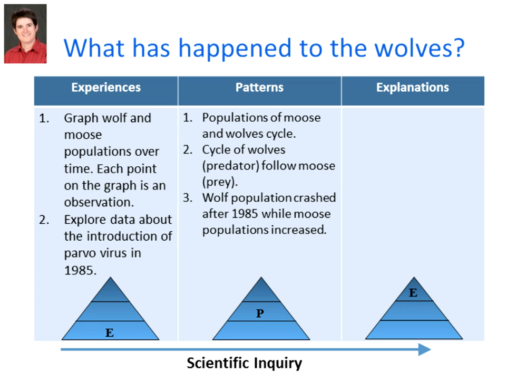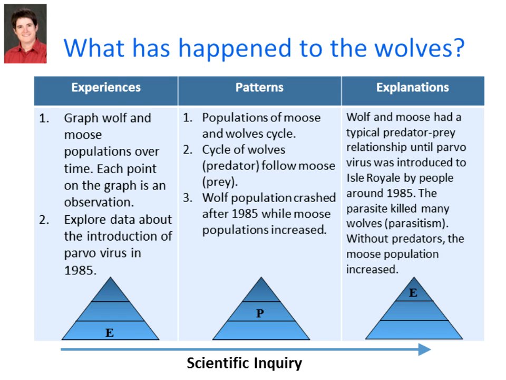And the scientists were just as curious and wanted to be able to explain what was going on, and they were looking at lots of different possibilities. The one that became rather intriguing was the introduction of parvovirus to the island, probably by people bringing their dogs to the island. And that decimated the wolf population, and then the moose population increased. So we can really use this to help students see these patterns in the ways that organisms interact in ecosystems.